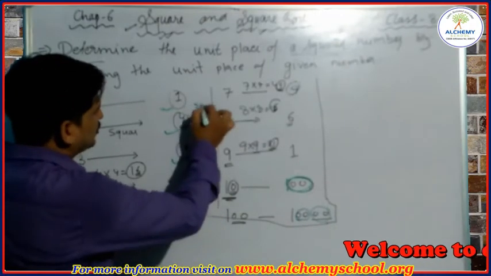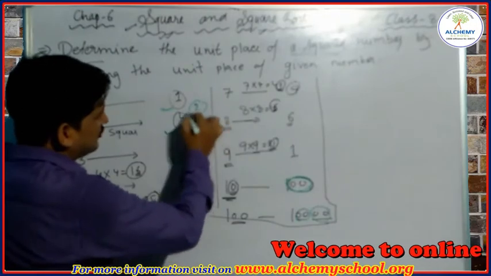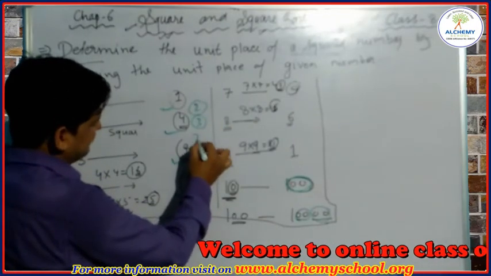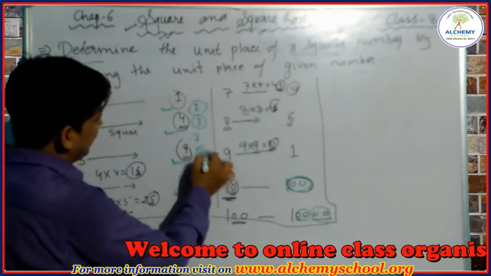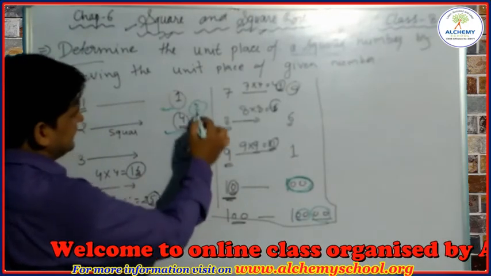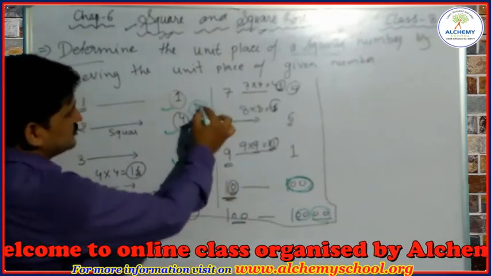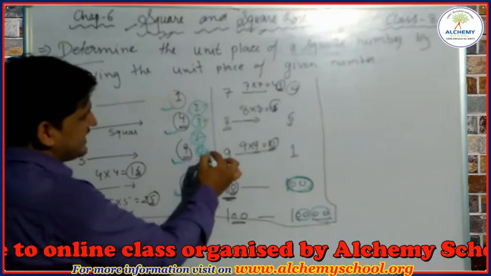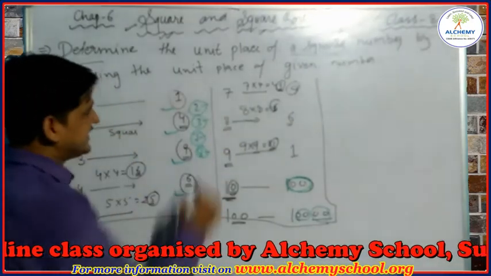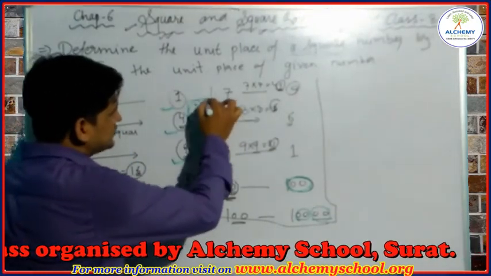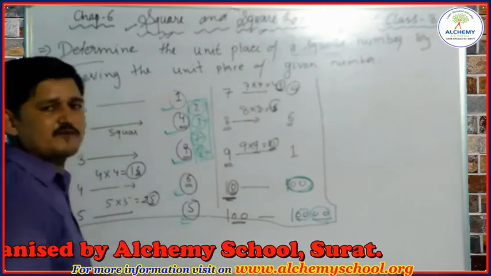If there is 2, if there is 3, if there is 7, if there is 8, so we can see if any number has 2, 3, 7, 8 at the unit place, it means the number is not the perfect square of any number.